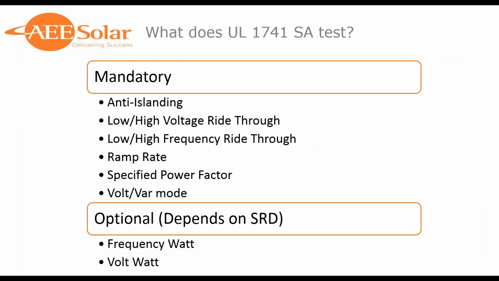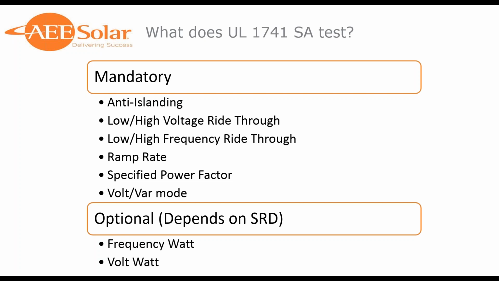Okay, so what is this new Supplement A actually testing? There's some existing attributes and functions from 1741 that continue to be tested, and there's some new ones as well. And I'll walk through some specific examples of these in a few slides, but let's just walk through it right now. Anti-islanding. So this is the function that detects the formation of a standalone grid, aka detects that an island is forming, and disconnects the inverter from the utility grid. This function is active by default in the certification standard.